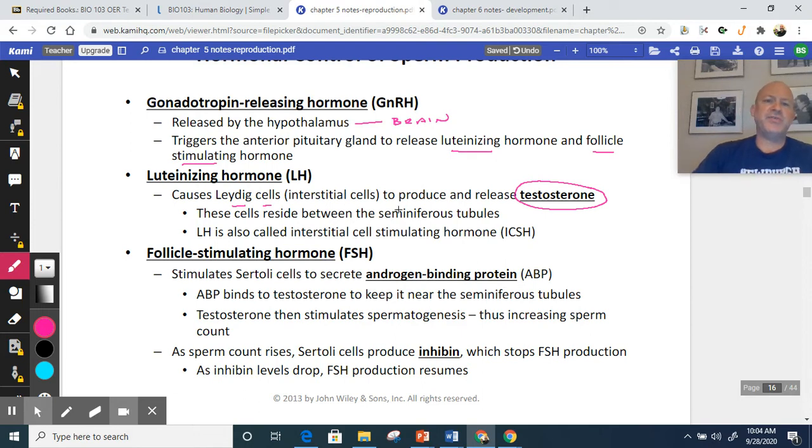Okay, but these cells, again, like I showed you in the picture before, they're not inside the seminiferous tubules. They're right outside. They're right between neighboring seminiferous tubules.